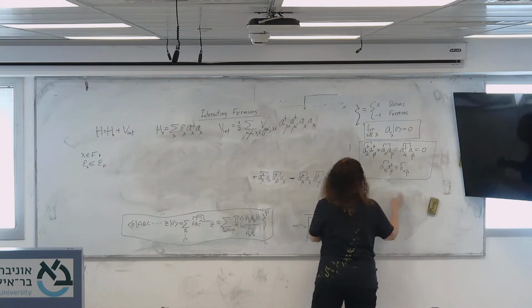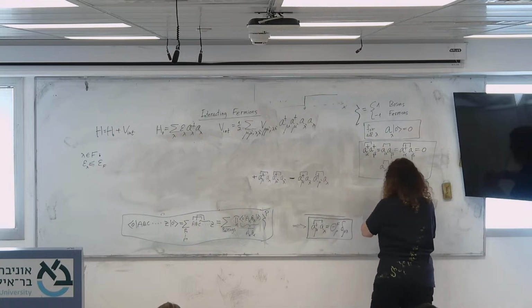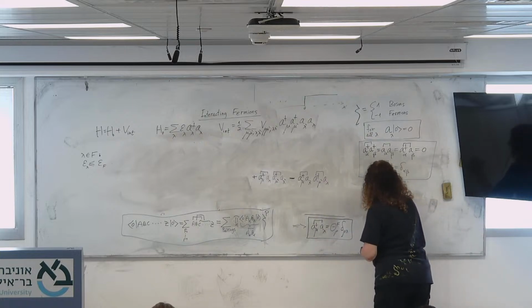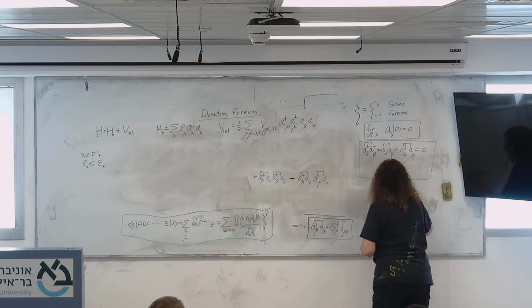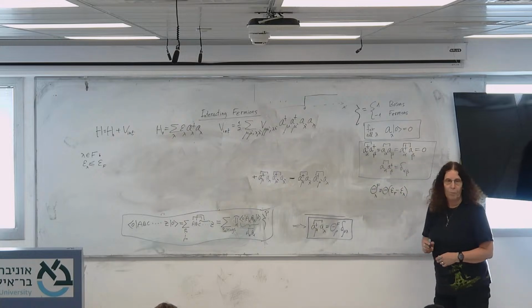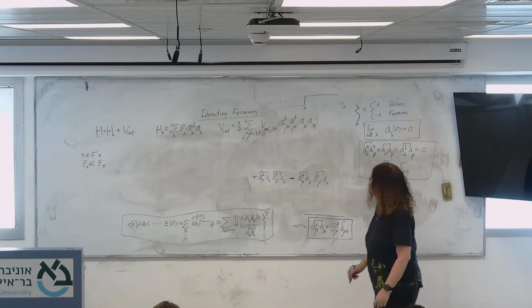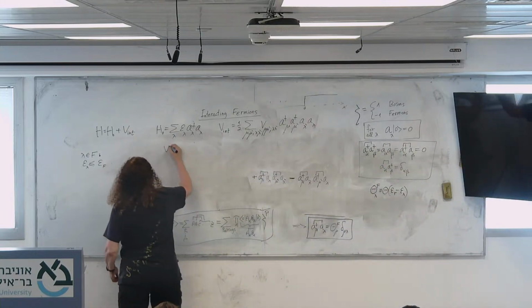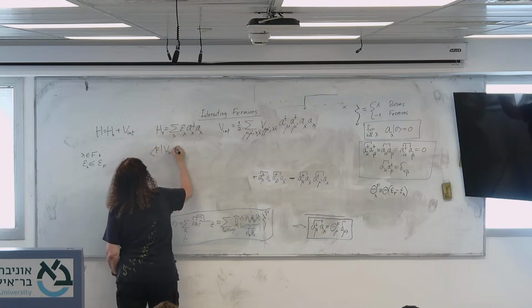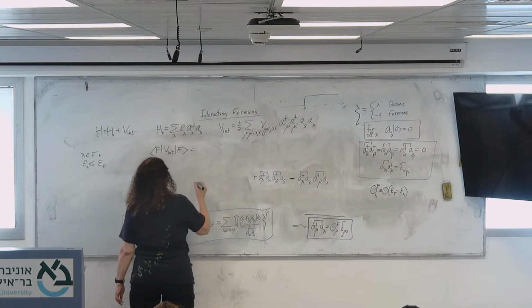Okay, and I also want to keep the definition of the theta, just for good measure. This is a theta function of E_F minus epsilon lambda, okay? All right, so V interaction in F is going to be the following result.